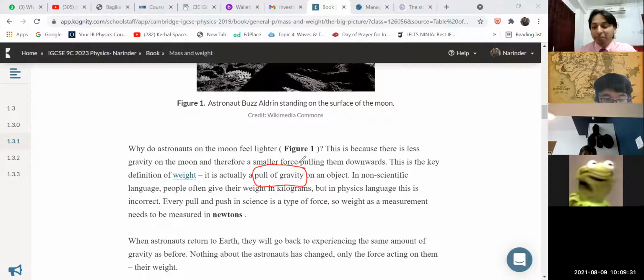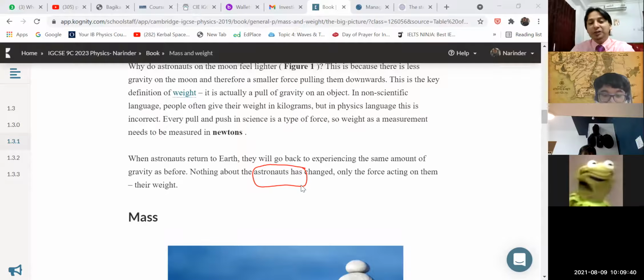And that is measured in Newton. So I will show you a mathematical equation of weight also, but before that, let's discuss some more here. When astronauts return to Earth, they go back to experiencing the same amount of gravity as before they left the planet, and nothing about the astronaut has changed, only the force acting on them, that is their weight.